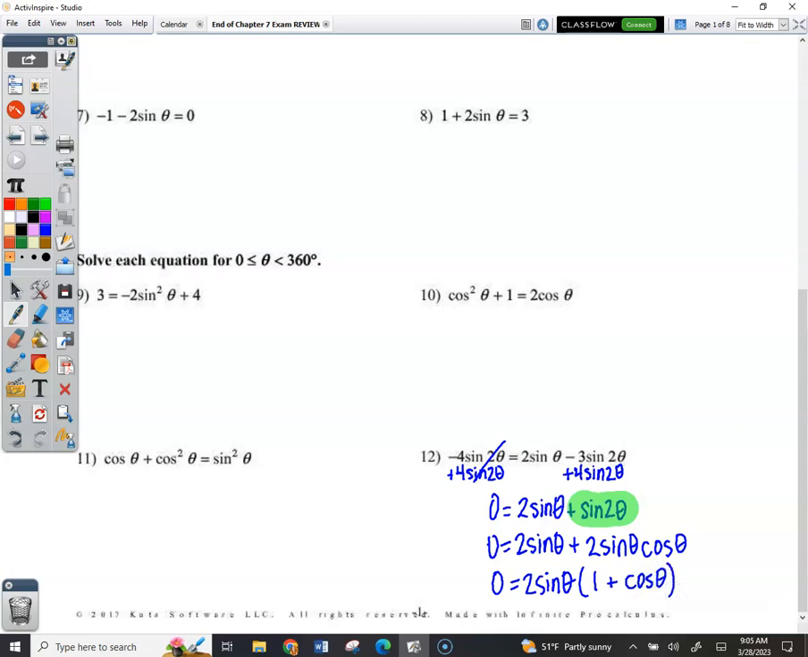Now, set them equal to 0. This ends up being sine theta equals 0, because 0 divided by 2 is 0. This ends up being cosine equals negative 1. And that's why you get 0 and 180 as your answers.